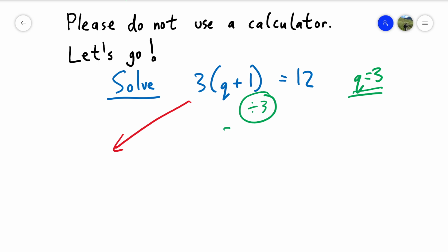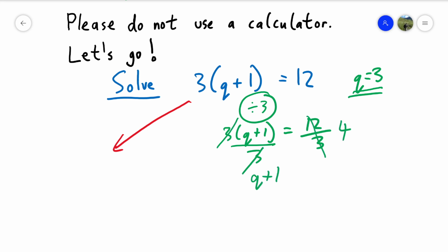If I divide both sides by 3, I end up with 3 times q plus 1 plus 12 divided by 3. Right, with a divide by 3. Whoa, forgot the divide by 3. Now, they cancel, and 12 divided by 3 is 4. So I've now got q plus 1 equals 4. I can now minus 1 from both sides, q equals 3.